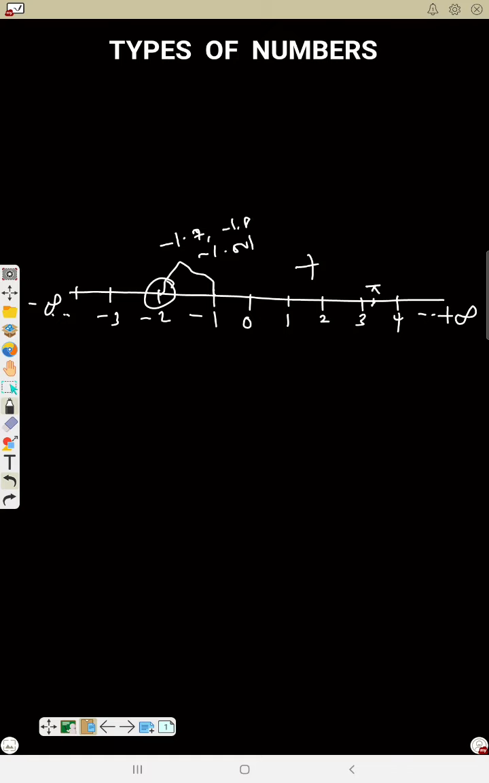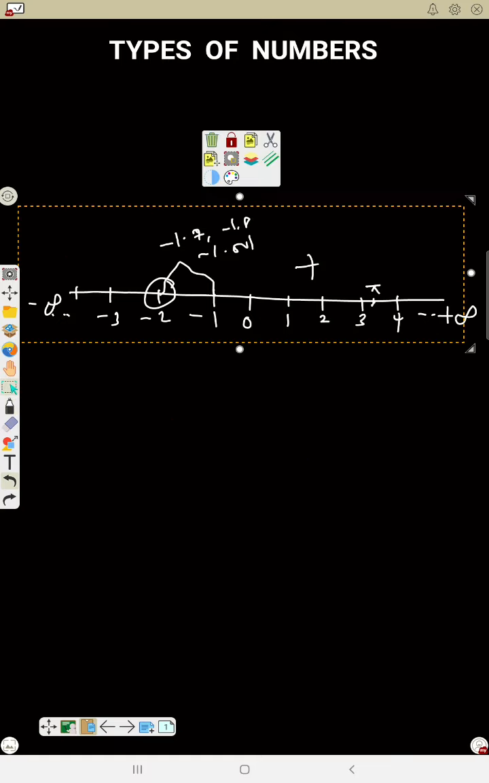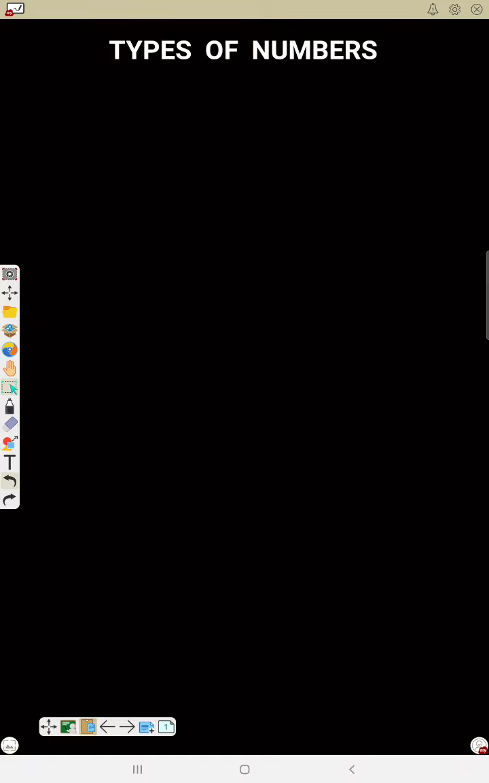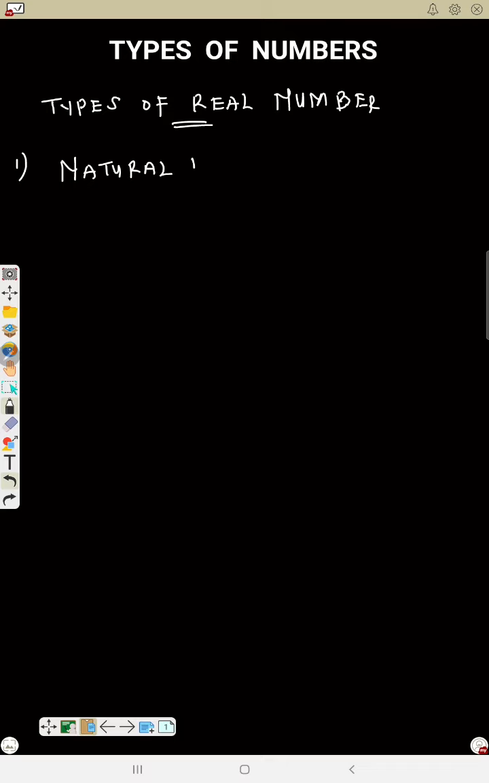Now, types of real numbers. Number 1, let's take natural numbers.